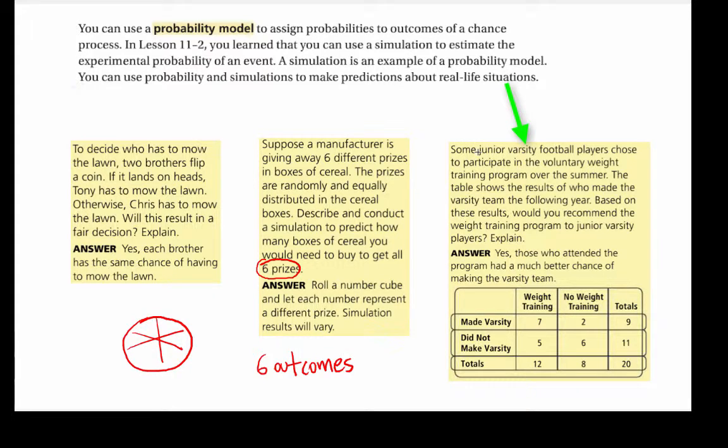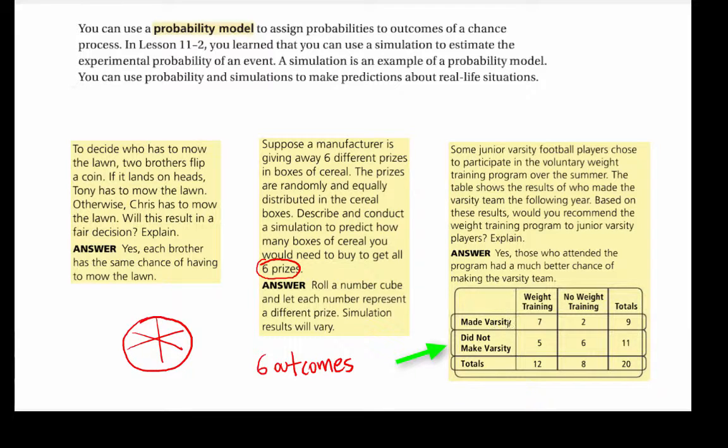All right, another example. Some junior varsity football players choose to participate in the voluntary weight training program over the summer. The table shows the results of who made the varsity team the following year. Based on these results, would you recommend the weight training program to junior varsity players? Well, let's take a look at our table.